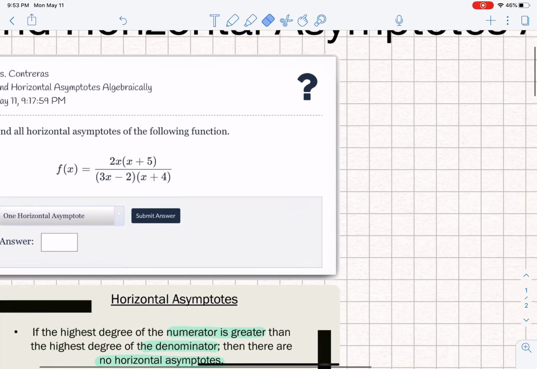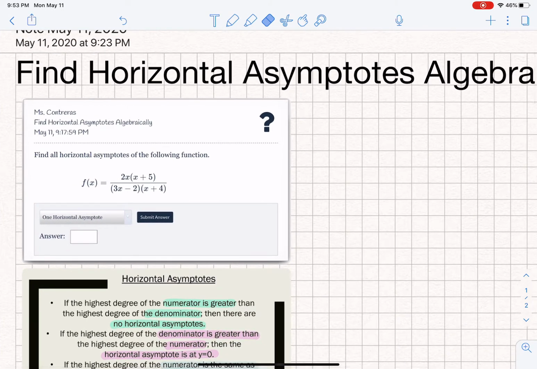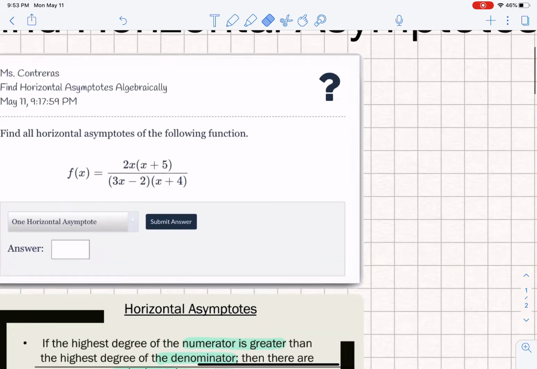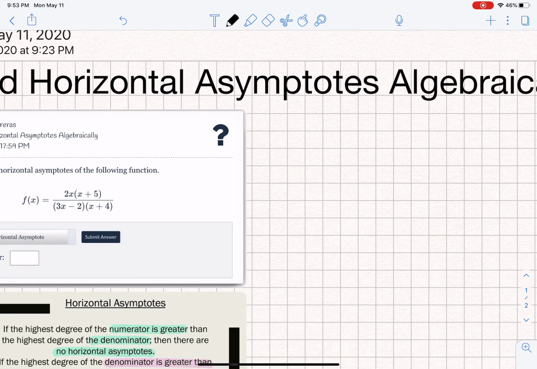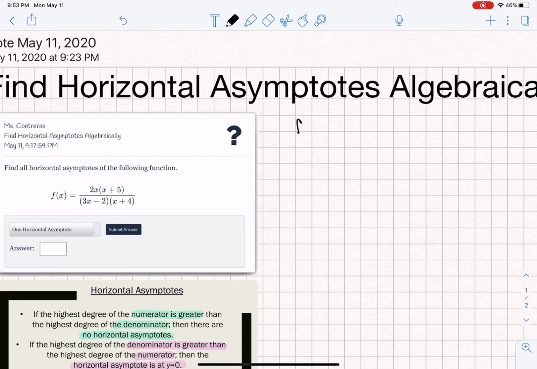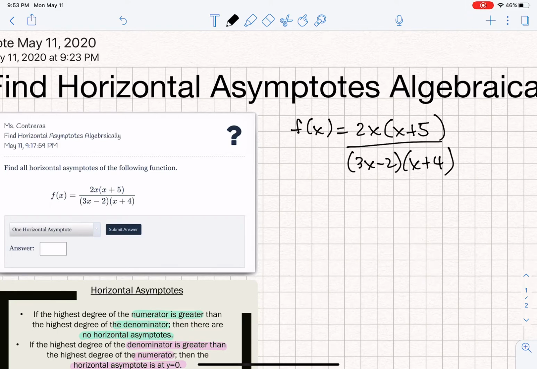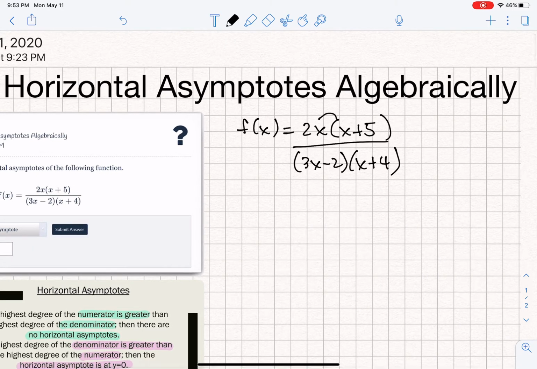Now here, we can't simplify. Delta Math is actually going to have you multiply this out. So let's start with multiplying this out. I'm going to do this over here on the side. Okay, so yeah, I'll just use black. All right, so we have this function. And then 3x minus 2 times x plus 4. All right, so let's do the distributive property on top.